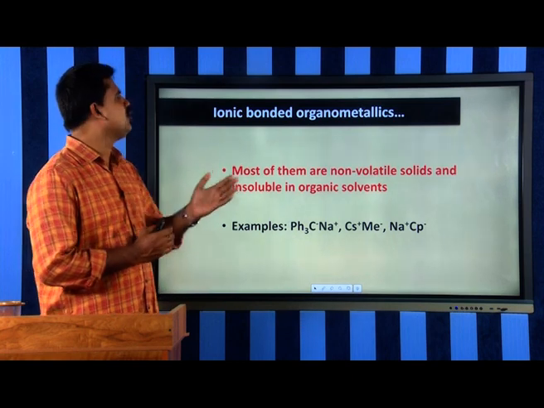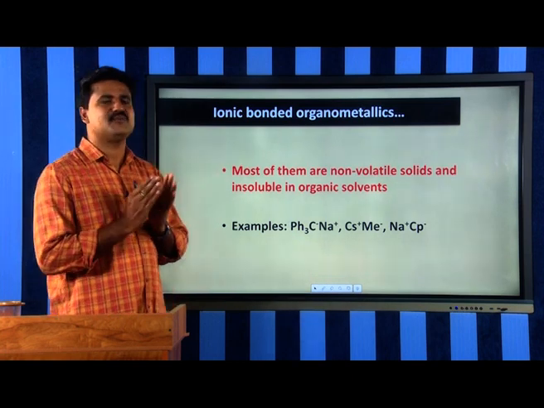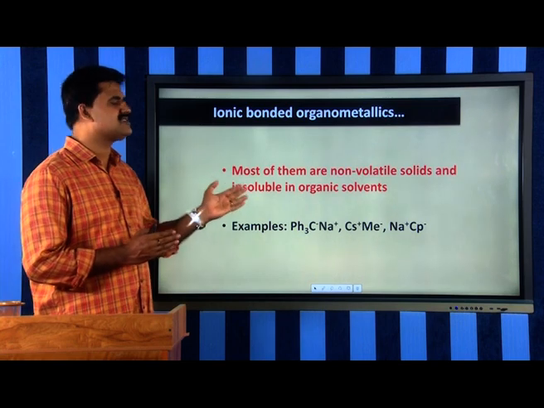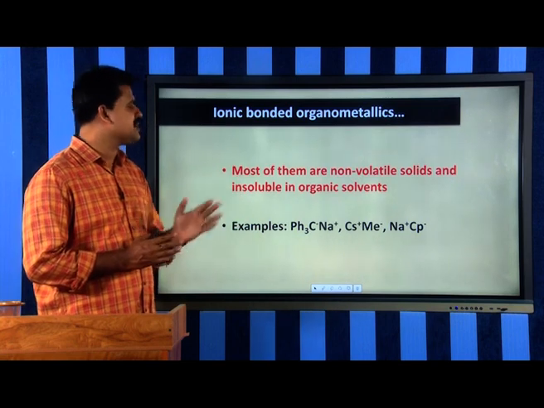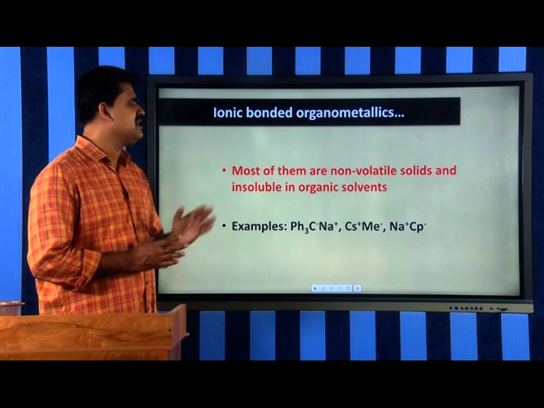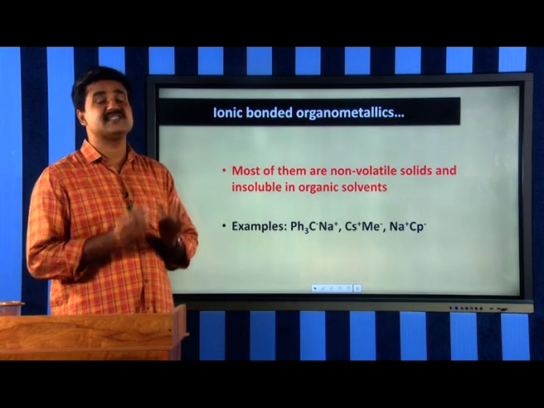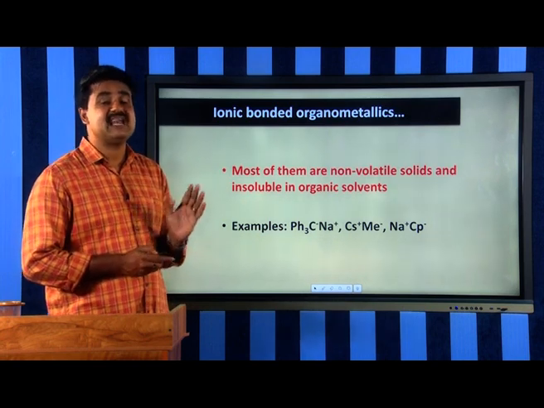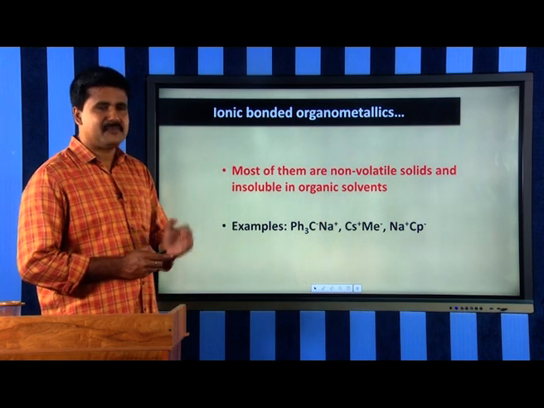Several examples of ionic bonded organometallic compounds are there. For instance, Ph3C minus Na plus, Cs plus methyl minus, Na plus Cp minus. Cp stands for cyclopentadienyl anion or C5H5 minus.